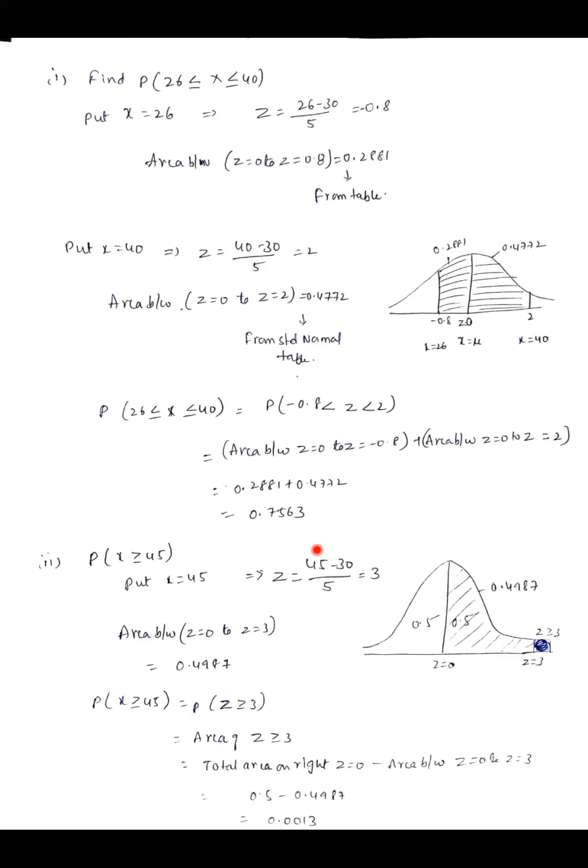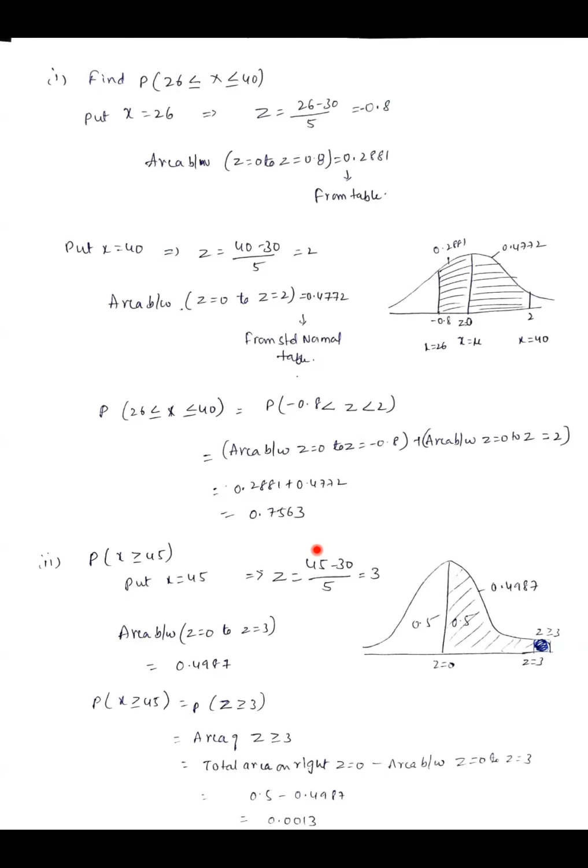First we'll find the first one. Put x equals 26. Then z equals (26 minus 30)/5, and we get minus 0.8. In the middle, at the peak, z equals 0. Minus means the values are towards the left. Clear? So the area between z equals 0 and z equals minus 0.8 you will get as 0.2881.